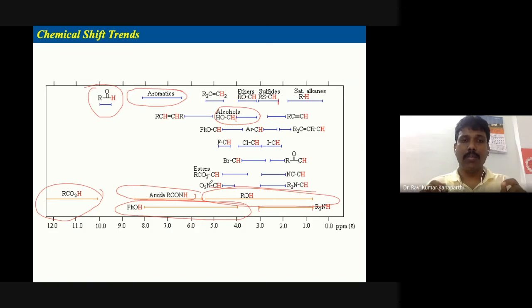Okay, and I'm just giving a range rather than a specific number. Why is it so? Because with organic molecules, if you take benzene, you will see the benzene proton at 7.2. But if you have a substituted benzene, then the scenario changes. What type of substitution you have at the ortho, meta, or para position determines the chemical shift values.